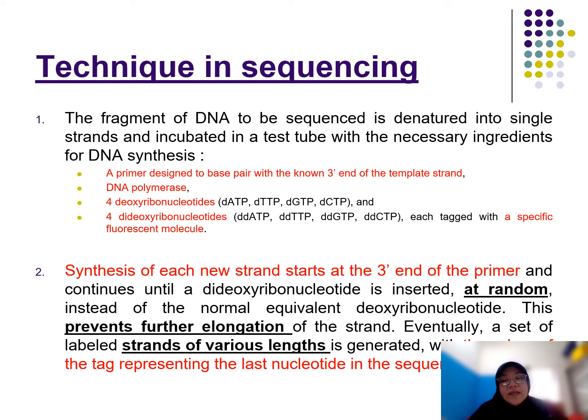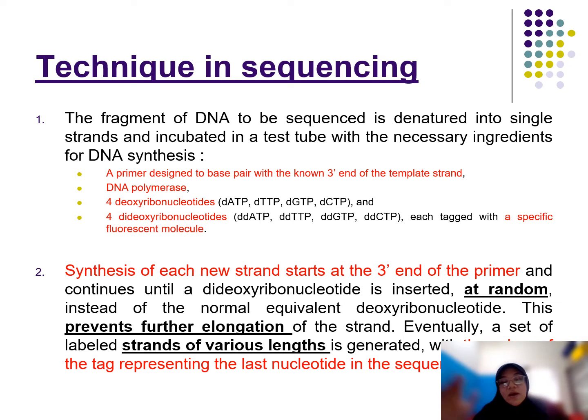Okay, then after that, dideoxyribonucleotide, okay, the DD bases ni yang tag with the specific fluorescent ni, dia akan bind at the end of the strand. Okay, bila dia bind je dekat strand, dia akan stop the process of the elongation of the strand. Okay, so eventually a set of labeled strands of various length is generated.